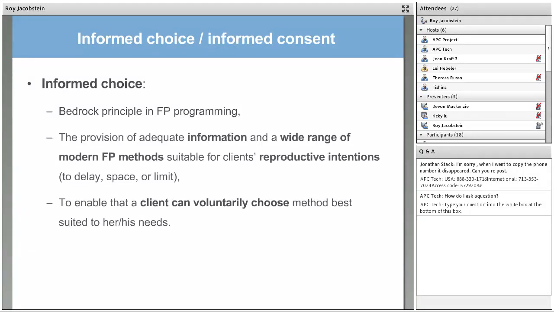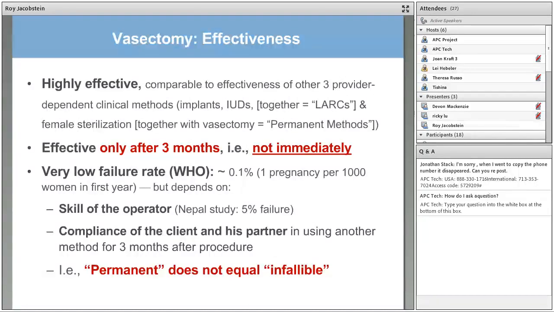Joan mentioned informed choice, and sometimes there's a little confusion between informed choice and informed consent. So as we heard, informed choice is the bedrock principle in family planning programming, and it entails the provision of adequate information and a wide range of modern methods so that clients can achieve their reproductive intentions and voluntarily choose their method to either delay, space, or limit births. And of course, vasectomy is one of the limiting methods.